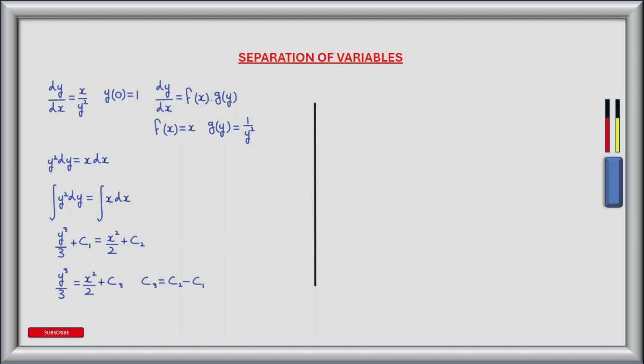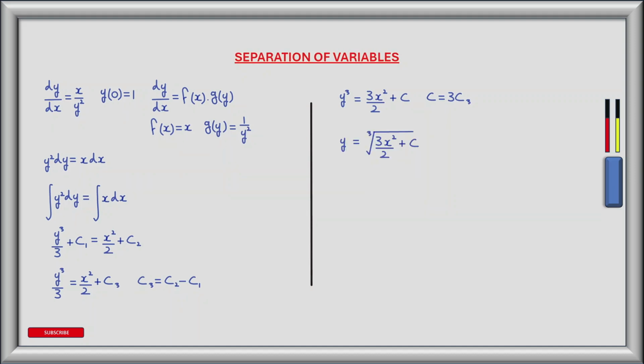If we now subtract constant c1 from both sides of the equation, and let c3 equal c2 minus c1, we're left with y cubed divided by 3 is equal to x squared divided by 2 plus c3. Multiplying both sides of the equation by 3 and letting c equal 3 times c3, we're left with y cubed equals 3x squared divided by 2 plus c. Taking the cube root of both sides of the equation, we're left with a general solution of y is equal to the cube root of 3 times x squared divided by 2 plus c.